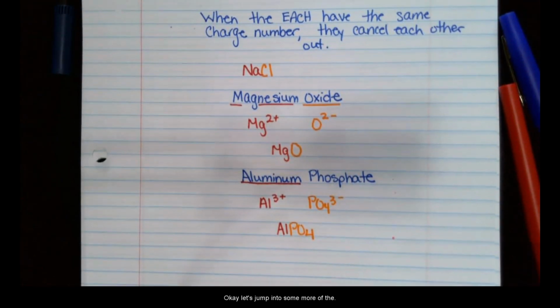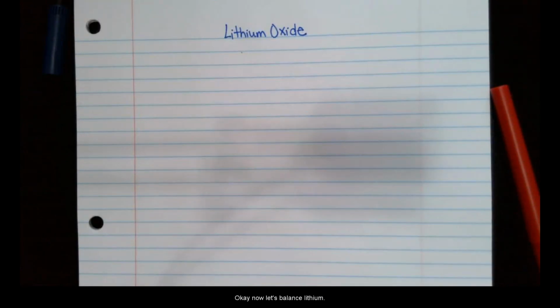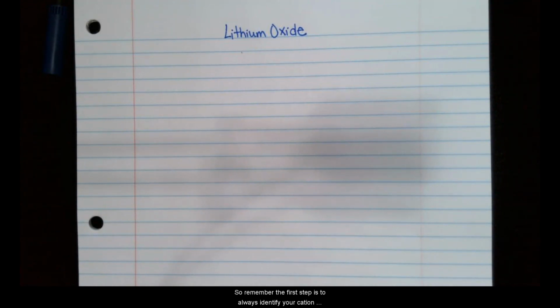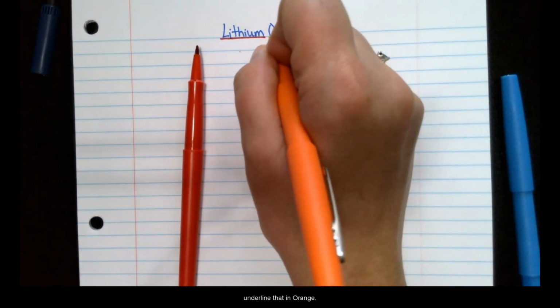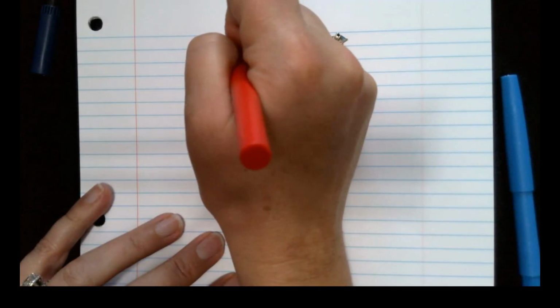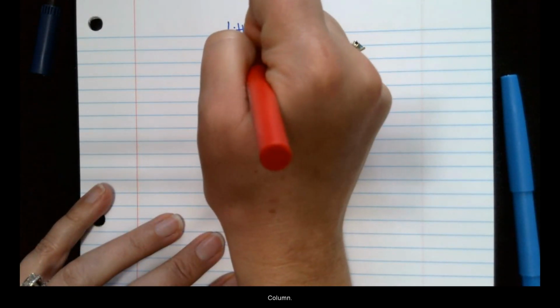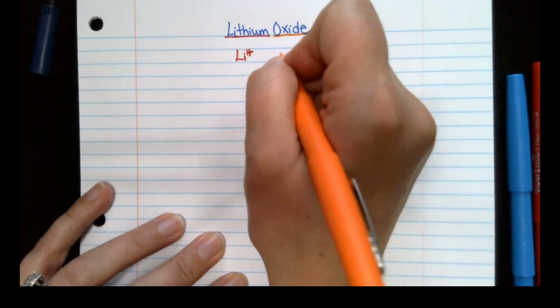Okay, let's jump into some of the more difficult examples where you have to do some work. Okay, now let's balance lithium oxide. So remember, the first step is to always identify your cation and then your anion. Lithium is my cation, so I'm going to underline it in red. And oxide is my anion, so I'm going to underline that in orange. The lithium ion is Li1+. This is in the first column. Li1+. I can write today, I promise. And oxide is O2-.